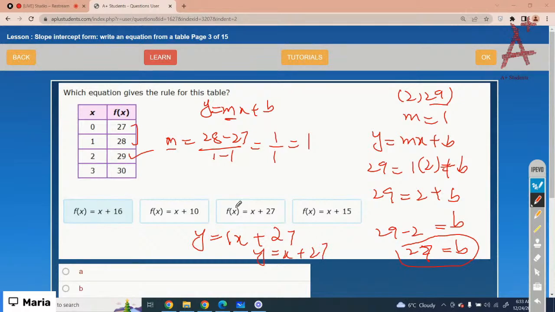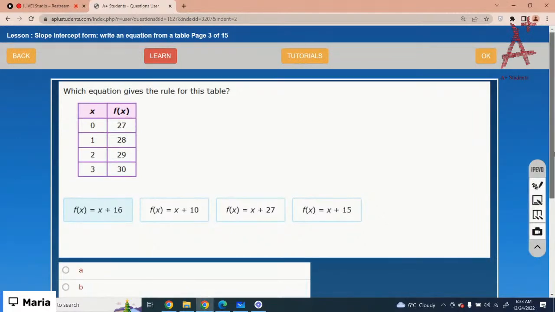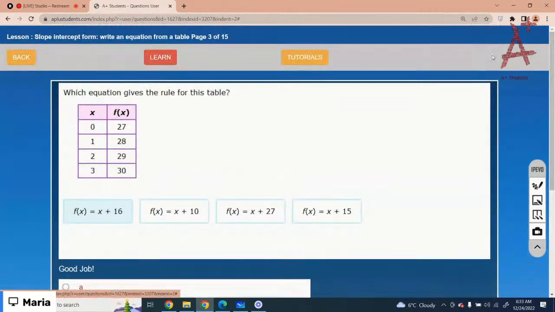Got it? So option C is the correct option: f of x equals x plus 27. Just select the correct option and click on the OK button.